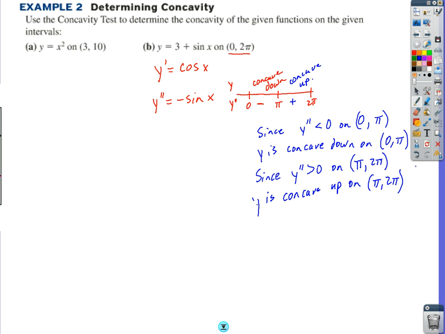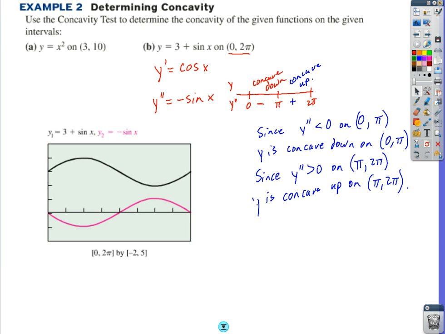So what does this look like graphically? Algebraically wise, I got this all taken care of. Well, what about graphically? Here's the graph. More specifically, this is the graph of y, and this is the graph of y double prime. Notice right here is where pi is at. That's where I found it to be 0. And notice I said between 0 and pi, y double prime was negative. And so when I come up here, look right here, it's concave down from that section. And when y double prime was positive, y was concave up.